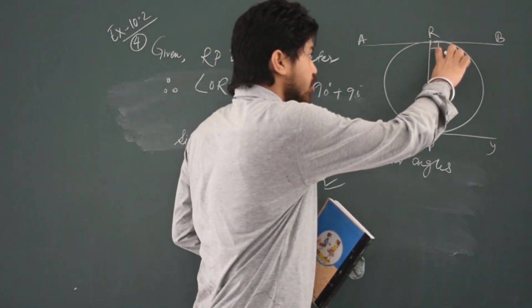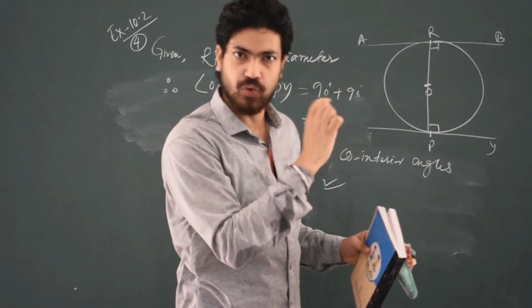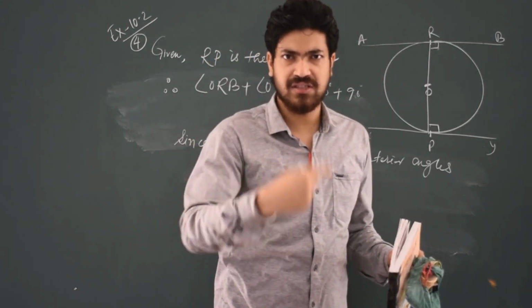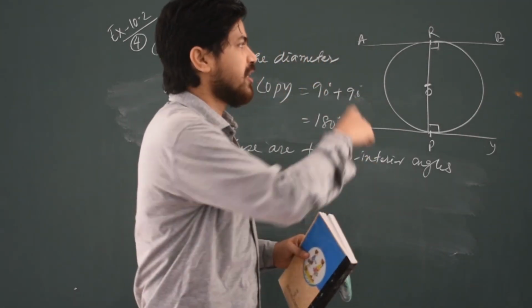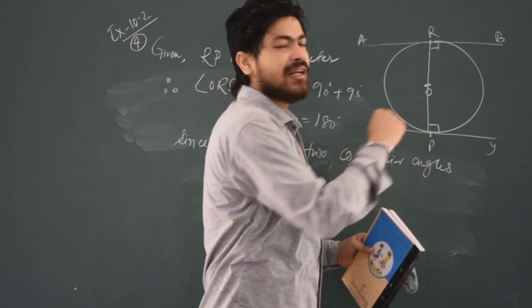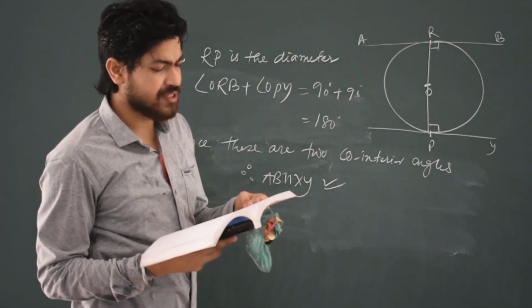We have got the sum of these two angles as 180, and these are two co-interior angles, face-to-face angles. So therefore AB is parallel to XY tangent. So question number 4 is easy.